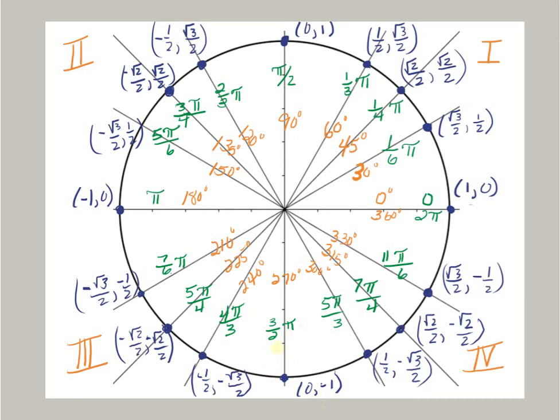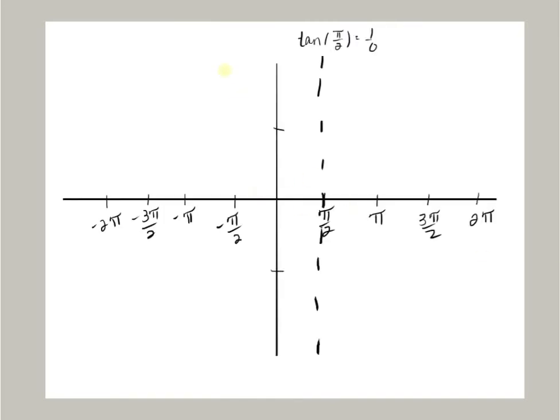3 pi over 2 is going to be another asymptote, which means that running backwards, in the negative direction, negative pi over 2 and negative 3 pi over 2 are also going to be asymptotes. So let's draw those in. Let's get those out of the way and make sure that we've got those on our graph. So we've got one here, we've got one here, and we've got one here.